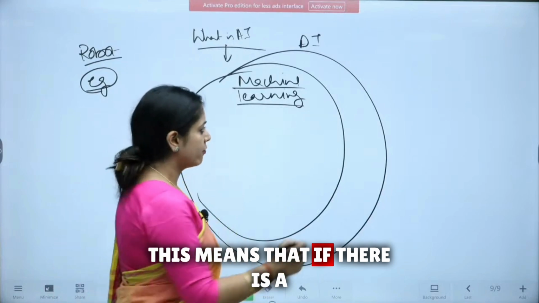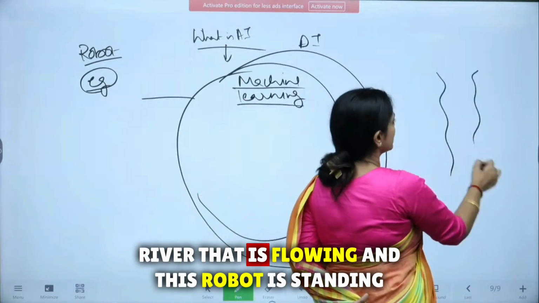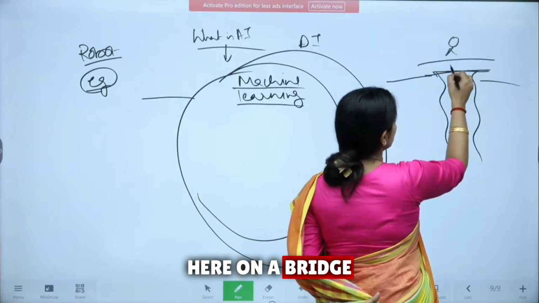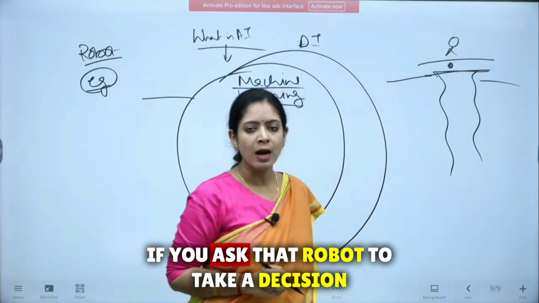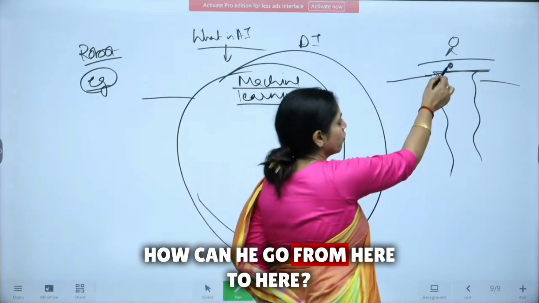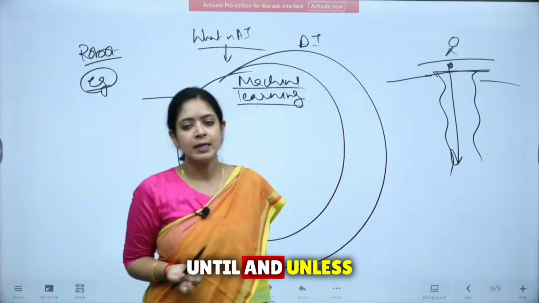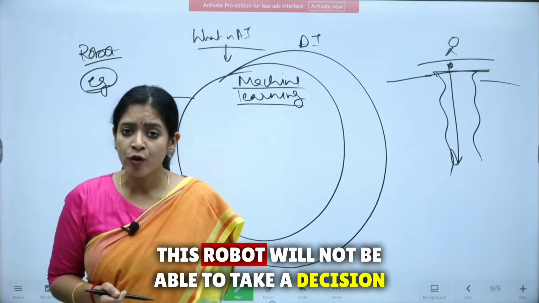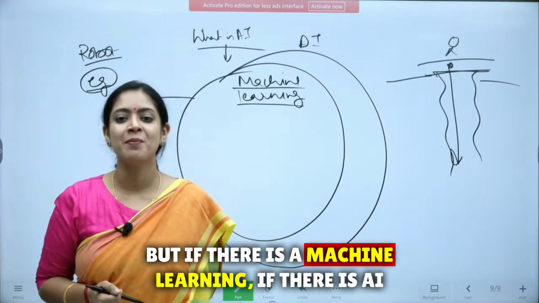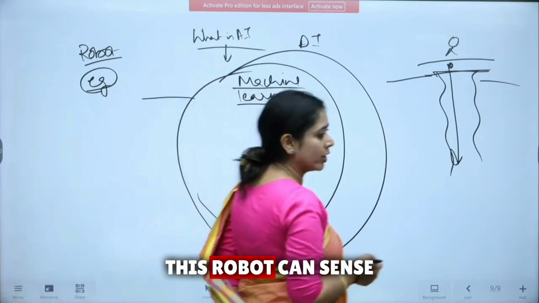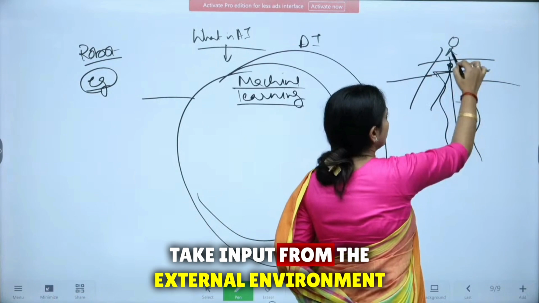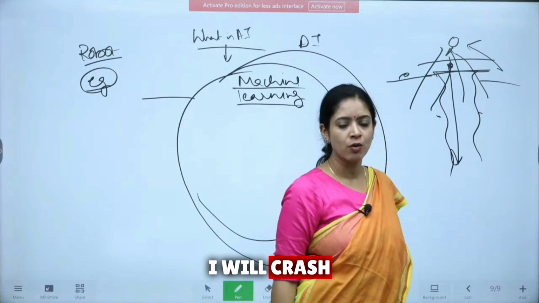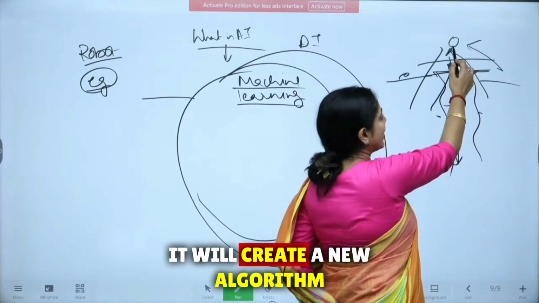This means that if there is a river that is flowing and this robot is standing here on a bridge. Now this robot, if you ask that robot to take a decision, how can he go from here to here? Until and unless this robot has the ability of AI, it will not be able to take a decision. But if there is machine learning, if there is AI, this robot can sense, take input from the external environment. उसने देखा bridge, river, oh I will jump, I will crash, what should I do? Then it will create a new algorithm.